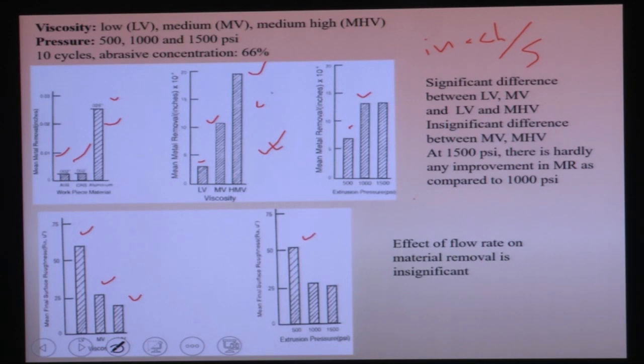And also you can see here with the 500 psi pressure, your final surface roughness is not that good, but at 1000 and 1500 psi pressure, your final surface roughness improves. Also there is hardly any improvement between 1000 and 1500 psi pressure. And also the effect of flow rate on metal removal is insignificant.